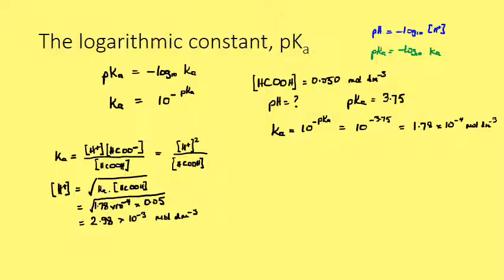So now we have the hydrogen ion concentration, and from there it's relatively easy to get the pH. So we're going to use the usual expression. So our pH is going to be our minus log to the base 10 of our hydrogen ion concentration, which is 2.98 times 10 to the minus 3. And that works out at 2.53. Done.